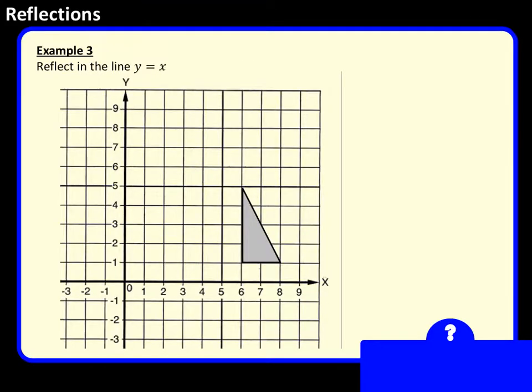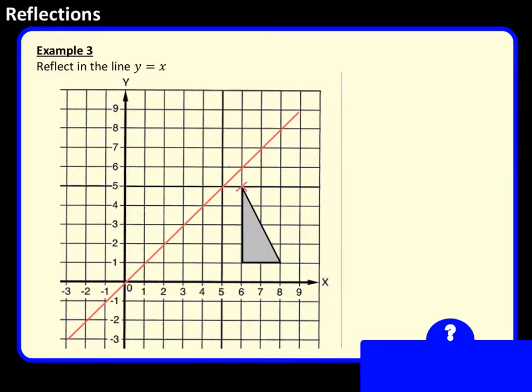Okay, in example 3 here then, we're reflecting in the line y equals x. So that's the one that we drew right in the beginning of the starter, where everything has got the same x and y value. So it goes through 1, 1, 2, 2, 3, 3, 4, 4, 5, 5, etc. So a nice straight line connecting those. So that's our mirror line, and then we're looking at each of the points again.